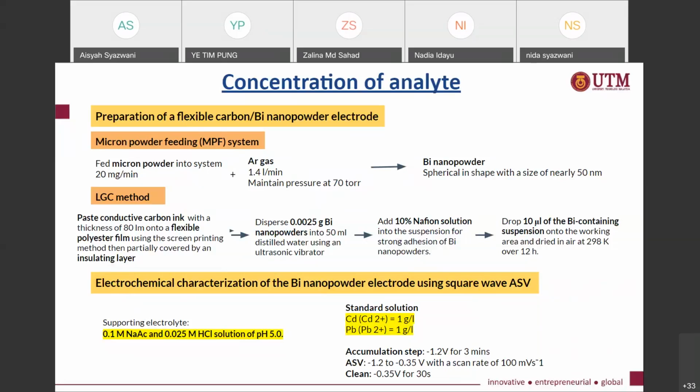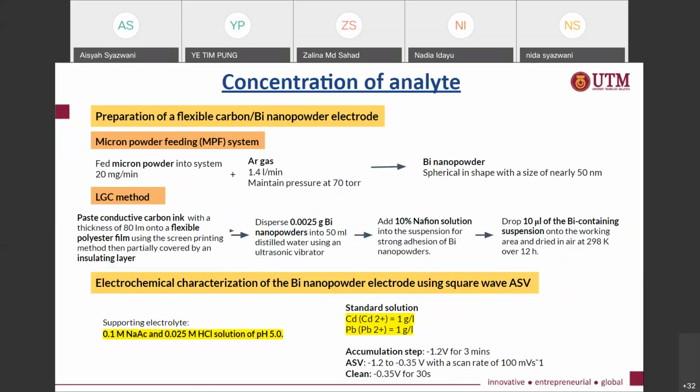0.0025 gram of Bi nanopowders into 50 ml distilled water using an ultrasonic vibrator. And then we add 10% of naphthalene solution for strong adhesion of Bi nanopowders. And lastly, drop 10 microliter of the Bi-containing suspension on the working area and dry in air at 298 Kelvin over 12 hours. The supporting electrolyte that we use here is 0.1 molarity sodium carbonate and 0.025 molarity hydrochloride solution at a pH of 5.